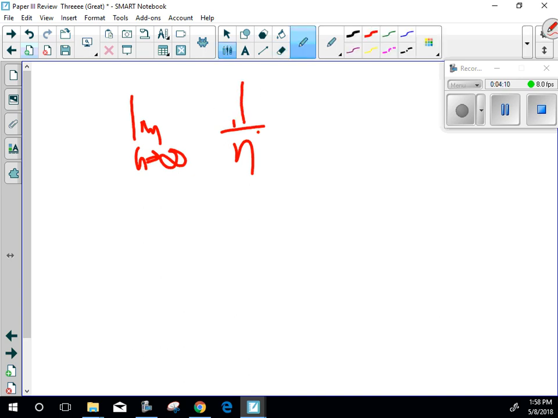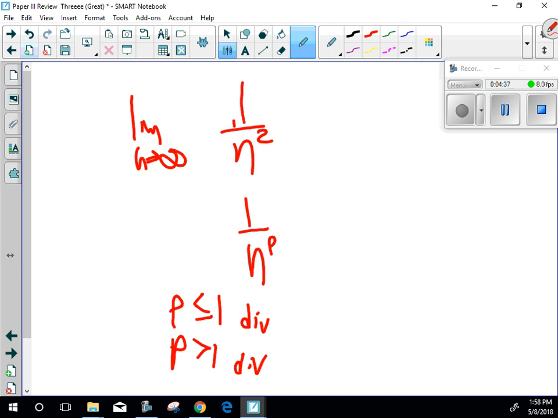Now, what about something like 1 over n squared? That's going to converge. So we had this 1 over n to the p. If p was equal to 1, it diverged. If it were less than or equal to 1, it diverged. So what does it need to converge? Greater than 1. Yep, 2 will work. How about 1.1? I've seen that on tests before. 1.01, 1.2. All those will converge. If it's greater than 1, converge.